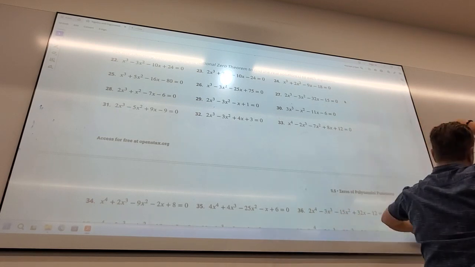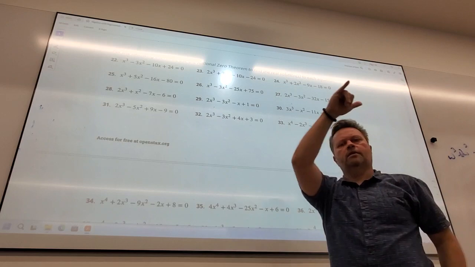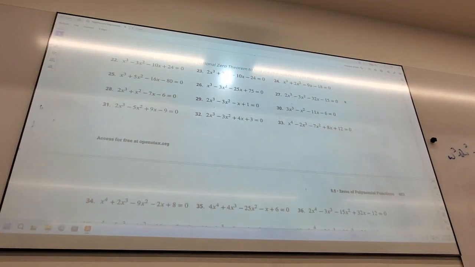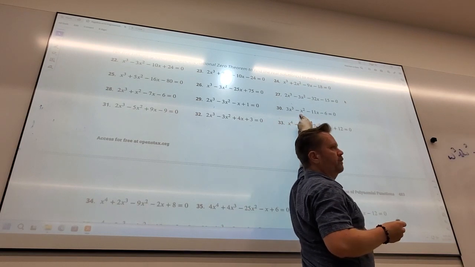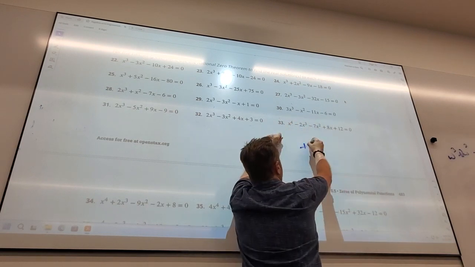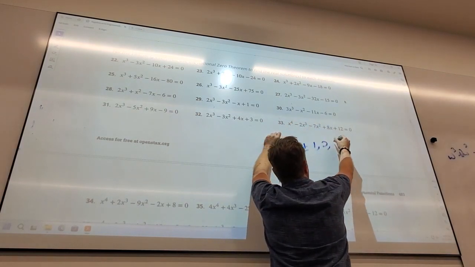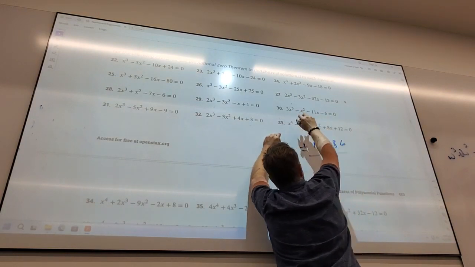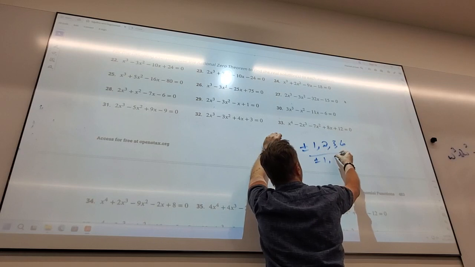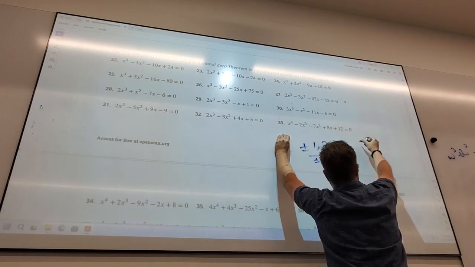Number 30 in section 5.5. Let's just do this real quick. Can somebody create the list of possible things to try for number 30? Is it positive, negative 1, 2, 3, 6? Good, because that's all the factors of 6. And the bottom is positive, negative 1, 3. Okay, cool. So you got 1, 2, 3, 6.